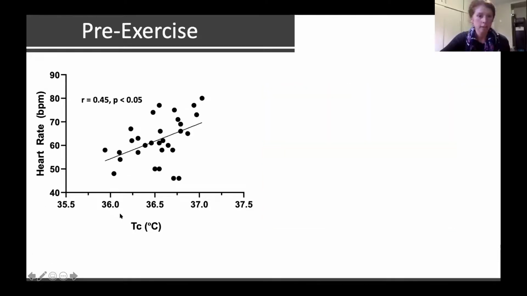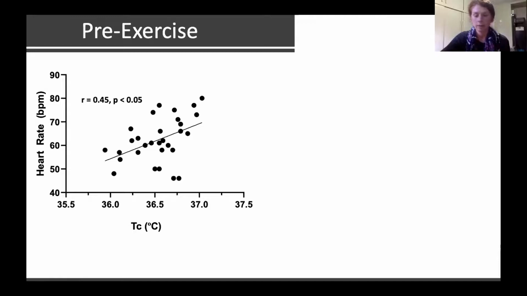The very first analysis we wanted to do was to see whether there is a relationship between inter-individual values for core temp and heart rate in our whole group data at rest. You can see that we found a significant and positive relationship between core temp and heart rate. Those who came to the lab with core temps around 36 degrees had the lowest heart rates, whereas those who came in a little warmer, at 37 degrees, had higher heart rates. So we established that this relationship existed in our whole group data.